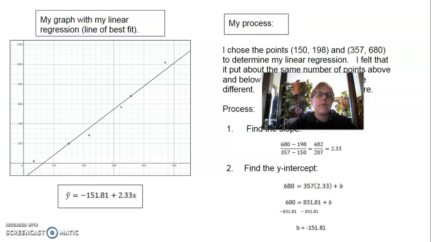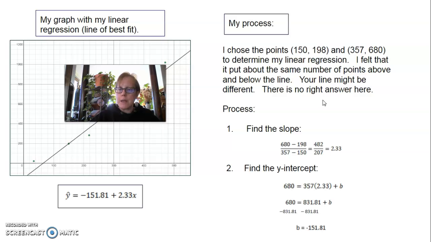So you can see my graph there on the left and then my line over it. Here's how I found my line. And again, if you had trouble and you wanted to use my data, that's fine, but just make sure you understand how to find an equation using slope-intercept. I used the 2 points (150, 198) and (357, 680) to determine my linear regression. You can see first I found the slope, and you can just look at my calculations there. It's delta y over delta x. And then I used the slope and the point (357, 680) to figure out b. I just plugged everything in and solved for b.